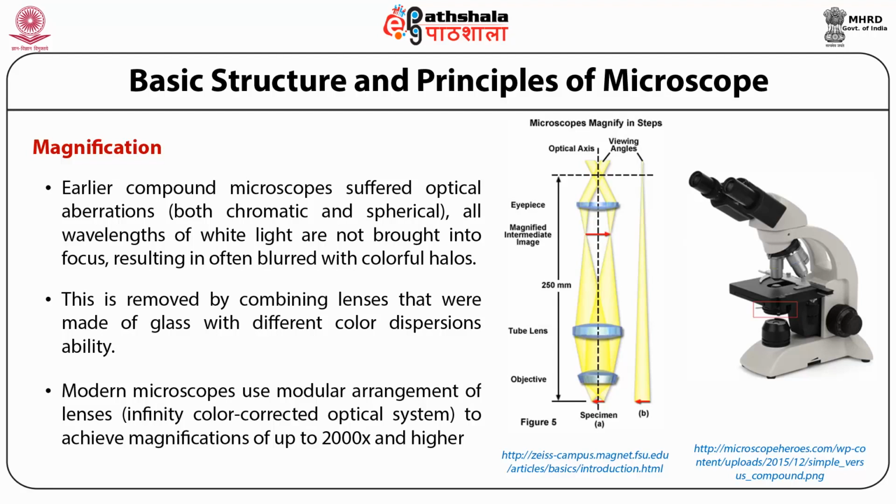Similarly, spherical aberration is another aberration in which light is not concentrated on a single point. It is not on a single focal plane, it's on different focal planes, thereby creating a blurred image. So this is one of the major challenges that the compound microscope faced earlier.